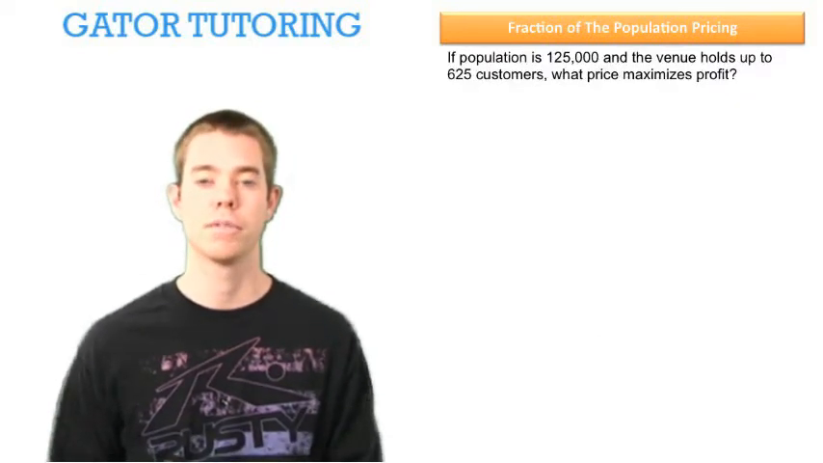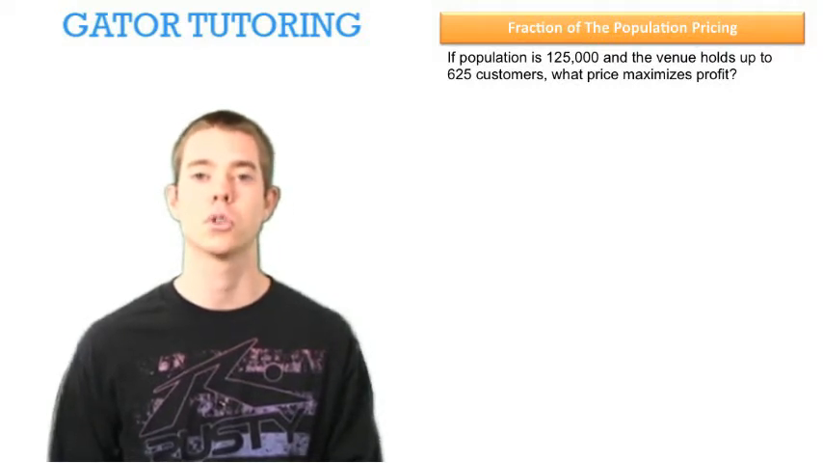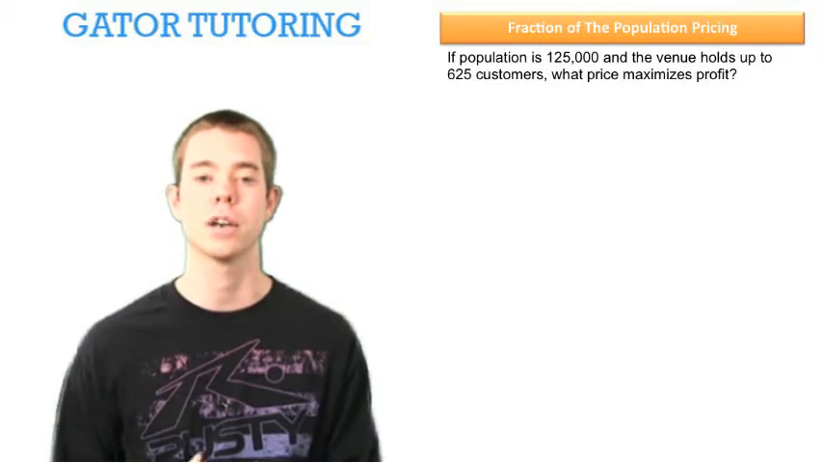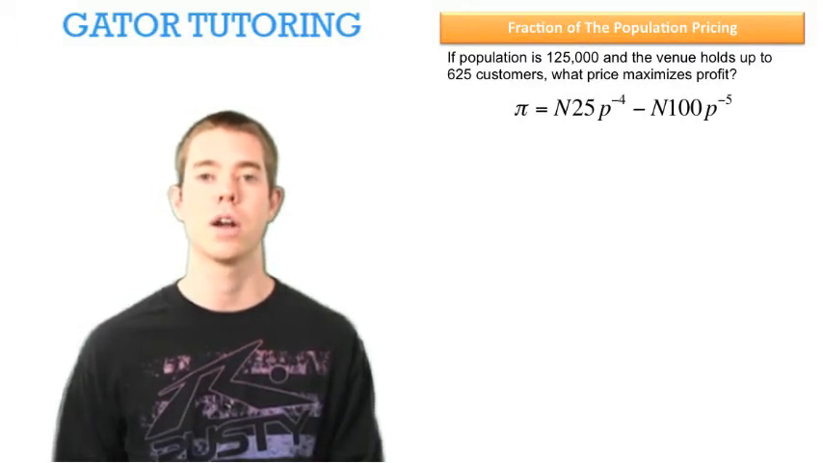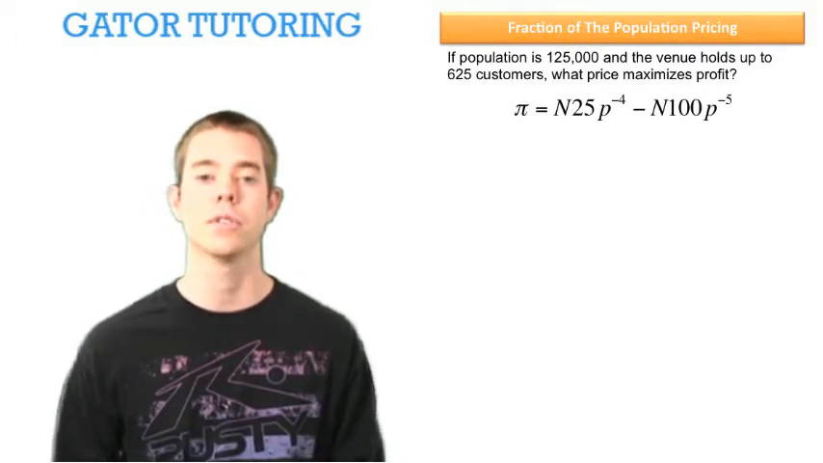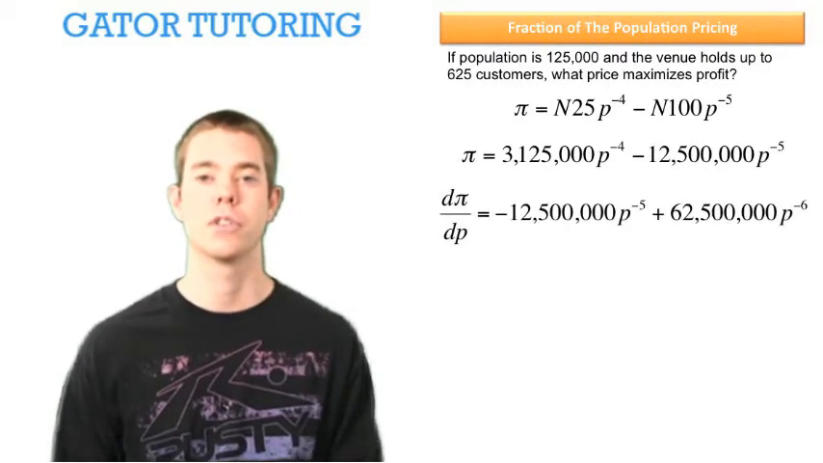So now that we have our profit function, let's look at the second question. It says, if population is 125,000 and the venue holds up to 625 customers, what price maximizes profit? Well, again, here's our profit function. Let's plug in our n of 125,000. We get this as our new profit function. We're now ready to take the derivative of this with respect to p. So we do that. Let's talk about this derivative.